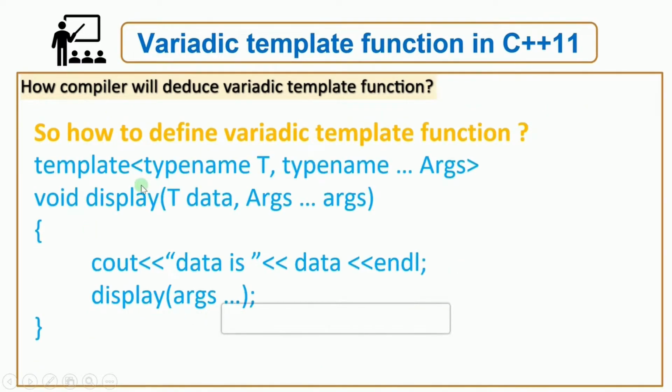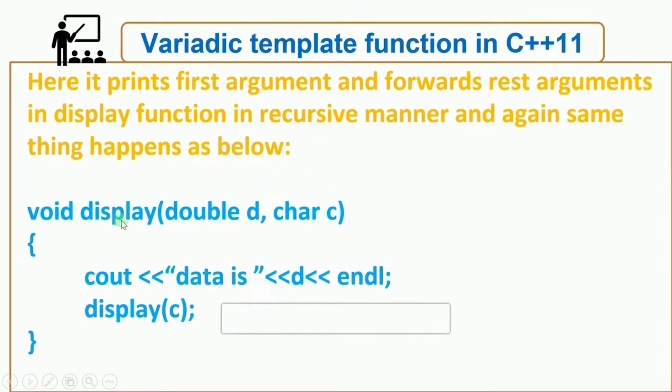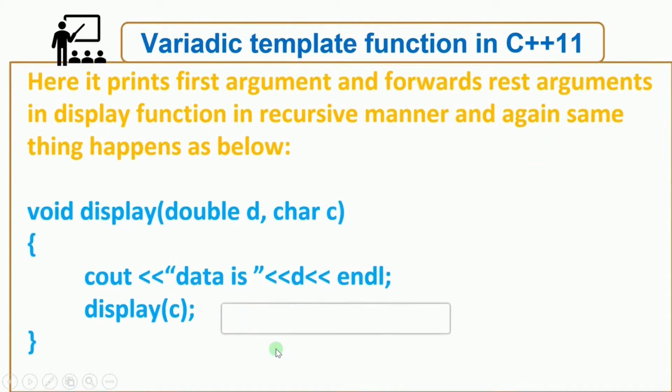So you have to write the definition of the Variadic template function in this manner, and the compiler will internally deduce in this manner. Now again it will be deducing. Since you are calling the display function again, in that case it will deduce like this: display with double D, comma, char C, because the display function will have 2 arguments. So internally the compiler creates all these things, uses the recursive mechanism, as well as the C++ type deduction mechanism.